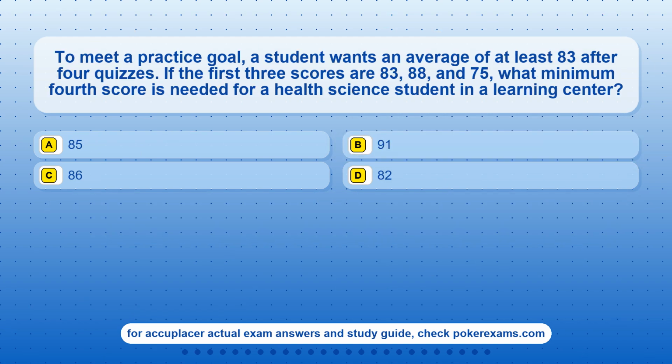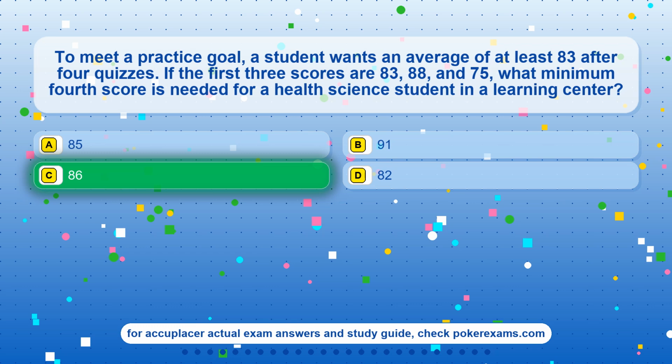Question 5. To meet a practice goal, a student wants an average of at least 83 after 4 quizzes. If the first 3 scores are 83, 88, and 75, what minimum 4th score is needed for a health science student in a learning center? Option A, 85. Option B, 91. Option C, 86. Option D, 82.